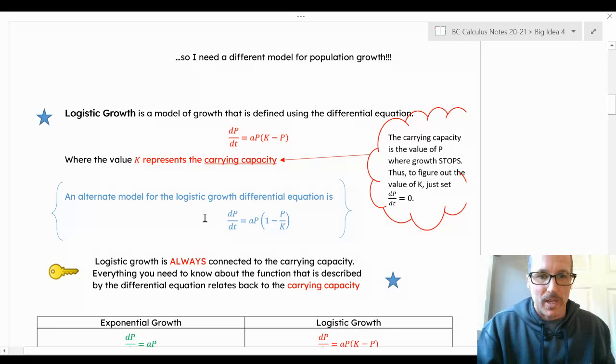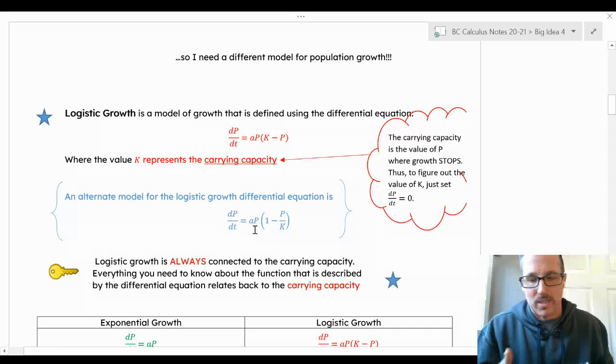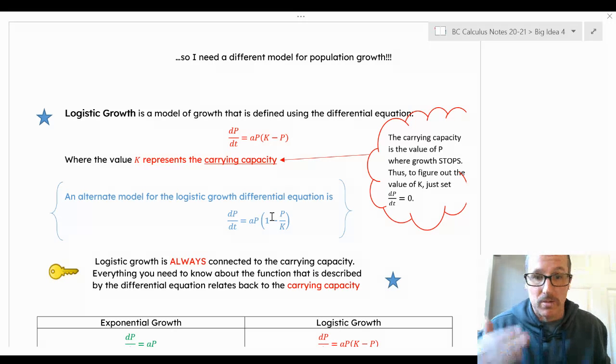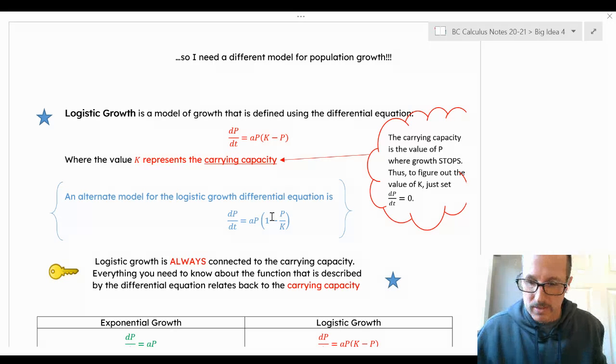So here's just a different model. There's just all kinds of different models out there. These two, the red one here and the blue one, those are the most commonly seen logistic differential equations. So everything you need to know about logistic growth is tied to the carrying capacity. It is imperative that you know how to figure out what the carrying capacity is. Okay, every question I've ever seen dealing with logistic growth deals with this idea of carrying capacity.